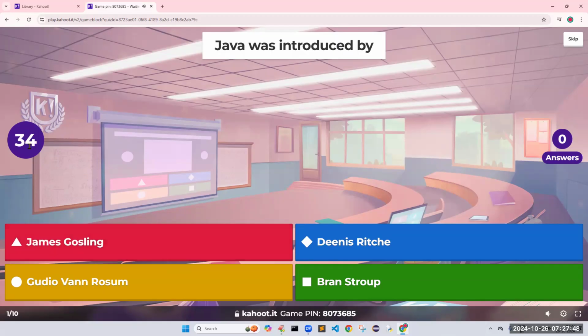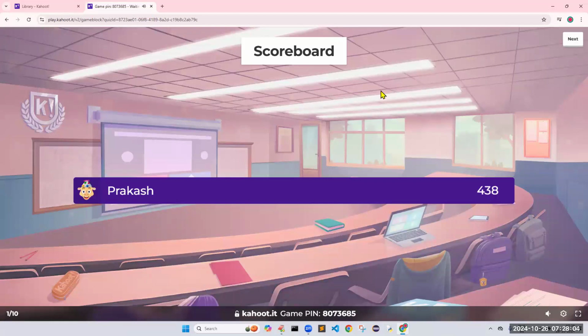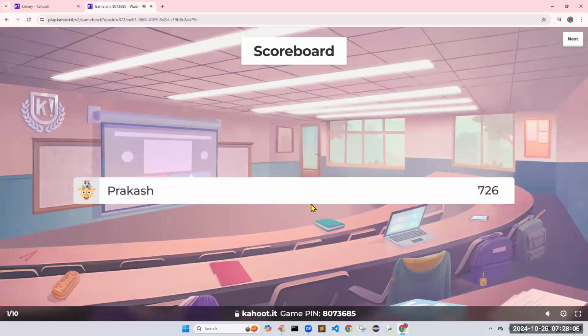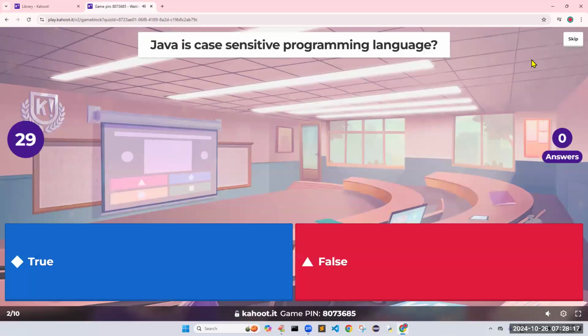So we have a time limit also. After that, you have to select the correct answer. From mobile, I am selecting the correct answer. After this, we will have a discussion why it is a correct answer. Then we will move to the next, and it is going to display the scoreboard also, like how many are participating, who is first, who is second, like that. Then we can go for second question.